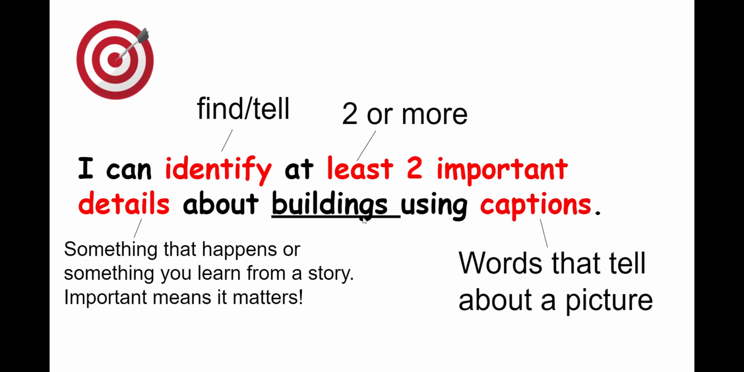And we've been talking about buildings this whole week. The only difference for today is we are actually going to focus, or pay very close attention, to something called a caption. Now, a caption is just a group of words, might be one sentence, might be two sentences, about a picture. So we're going to look at some pictures and, of course, read a text. But we're going to look at these pictures and see if we can find or identify the captions. And that just means words that tell about a picture.